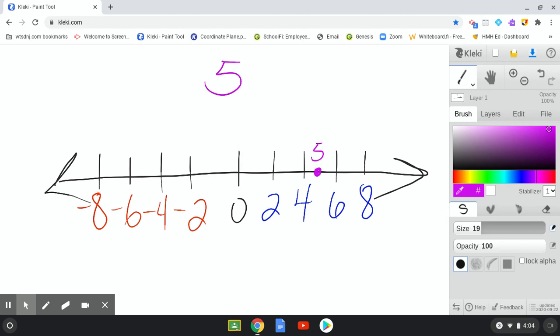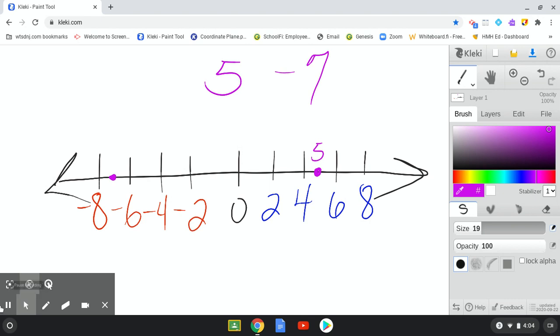Now, if they wanted me to, let's say, graph -7, well, negatives are to the left of 0, so I'm going to be on this side, right? And I don't have a tick mark that is labeled as -7, but I know that -7 comes in between -6 and -8. So I would just plot a point right in the middle because it comes right halfway between -6 and -8, okay? So we've also talked about graphing rational numbers such as decimals.